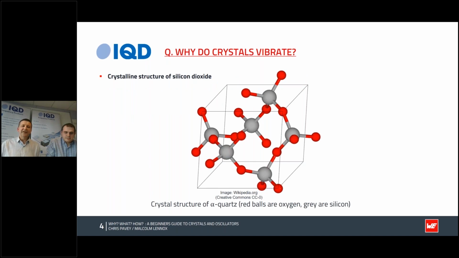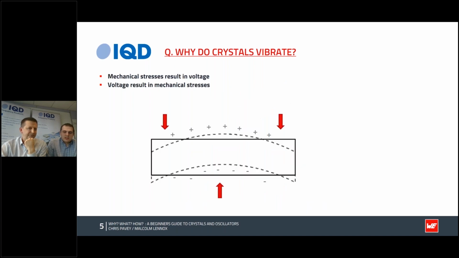Probably the first fundamental question I had was, why do crystals vibrate? Quartz crystals, or the crystalline form of silicon dioxide, are among a group of materials known as piezoelectric type materials. Other materials include lithium niobate and gallium phosphate. Due to the specific crystalline structure of these materials, when mechanical stresses are applied, a voltage is generated. Transversely, if a voltage is applied across the material, it will create stresses across one or more different planes.